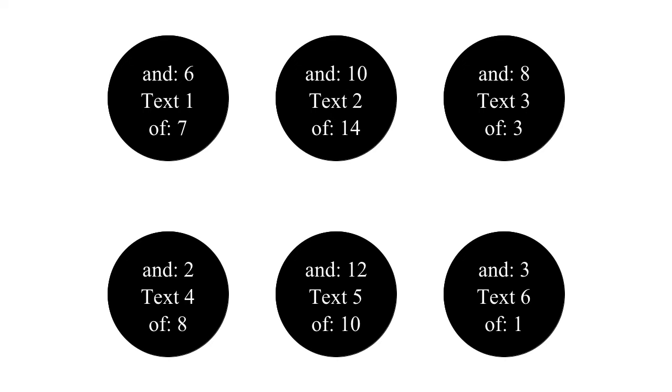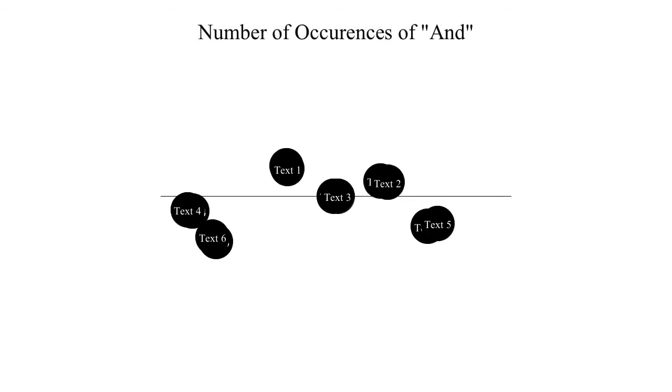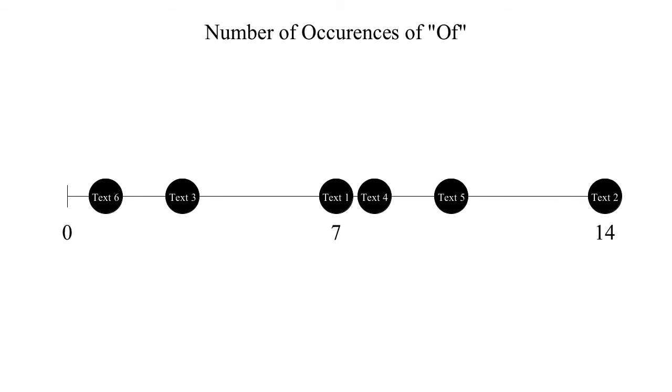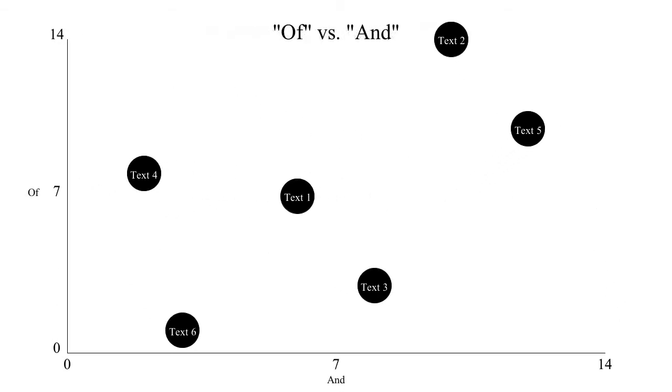We can rearrange these texts into a matrix with "and" and "of" as 2 columns. Let's look just at "and" first. We can organize these texts based on how often they use the word "and", just on a simple number line. We can do the same with the frequencies of occurrence of "of". Now similarly, we can plot this in 2 dimensions. We can compare the use of the term "and" and the use of the term "of", and learn which documents are most similar to each other.